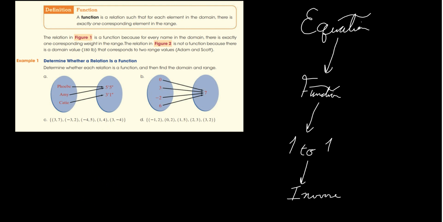Now if we look at D, here's what you really have to do: just look at the domains. So this is -1, 0, 1, 2, and 3, and we don't even repeat x's at all. Since we do not repeat the x's in the domain, there's no way that we can have a domain element go to 2 ranges. So D is also a function. C is the only one that is not a function.